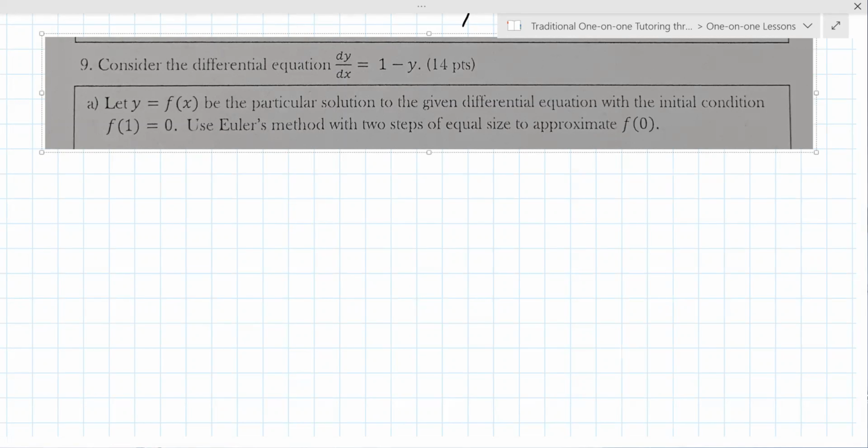Let me go find it. In the real world, you use calculators for this if you're ever asked to do it. So I've got to go find the formula for it. Okay, so the formula is this.